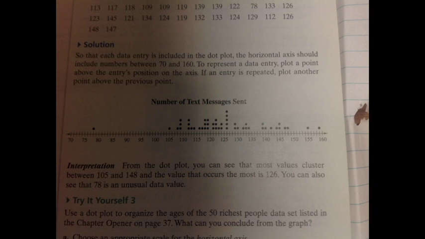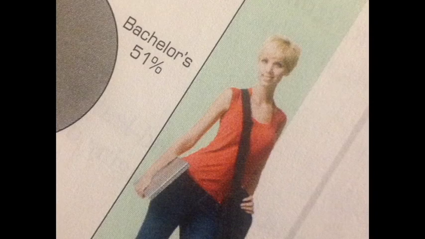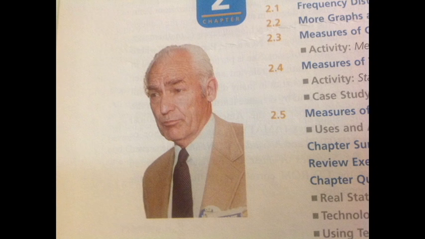In a dot plot, each data entry is plotted using a point above a horizontal axis. A dot plot lets you see how data is distributed.